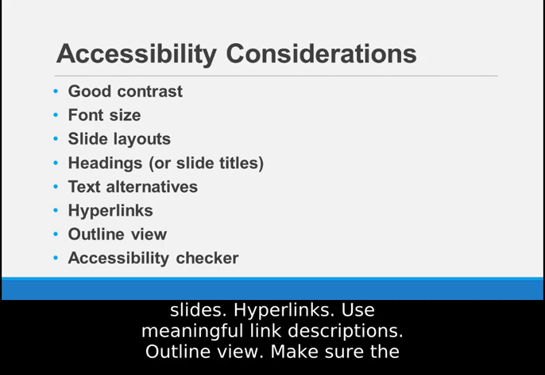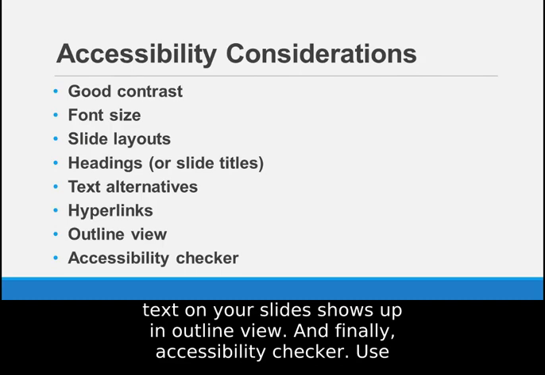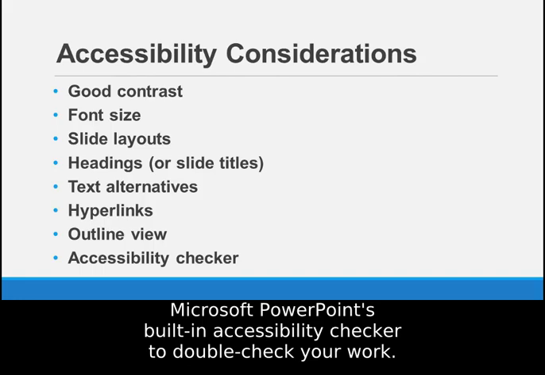Hyperlinks. Use meaningful link descriptions. Outline view. Make sure the text on your slides shows up in the outline view. And finally, accessibility checker. Use Microsoft PowerPoint's built-in accessibility checker to double-check your work.